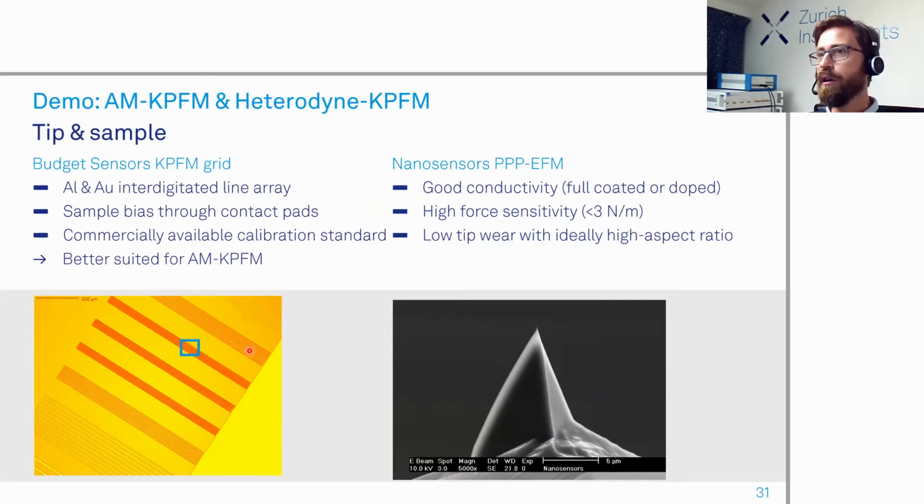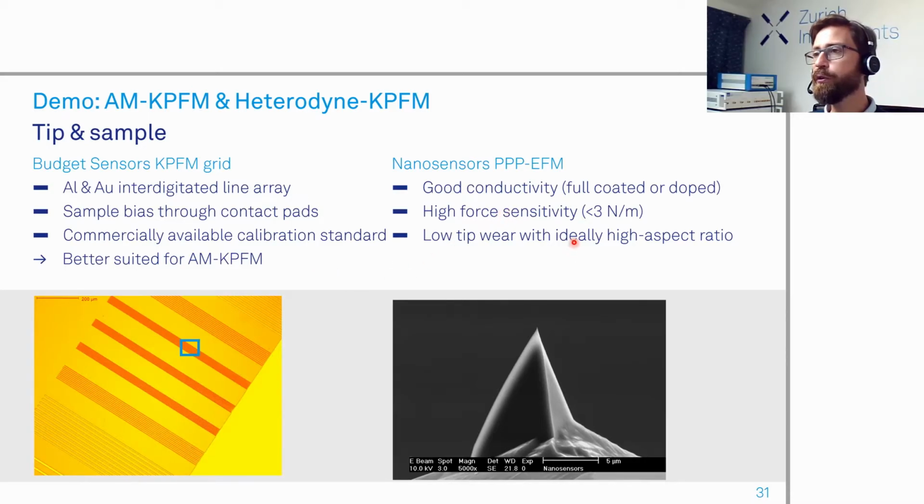The point is to also use commercially available samples and tips, because we want to keep it as simple as possible. So we have selected this interdigitated line array of gold and aluminum. It's quite nice because it's different materials, so there are different work functions. You can actually even apply a bias to the sample between the gold and aluminum electrode. But it's also a fairly large area, so there is no small feature, and you have some grooves. So we found out that it's actually better suited for FM-KPFM.